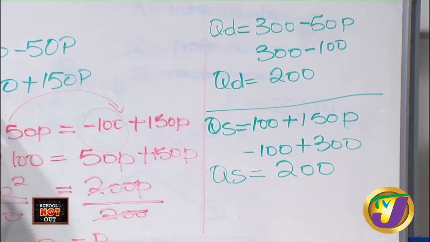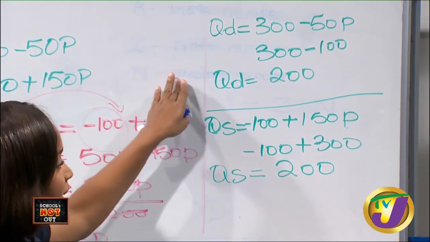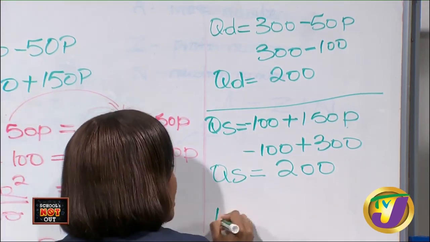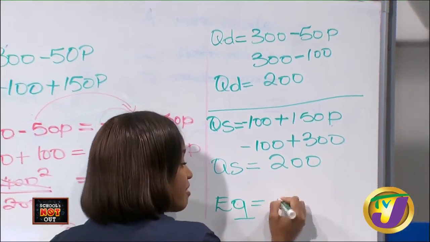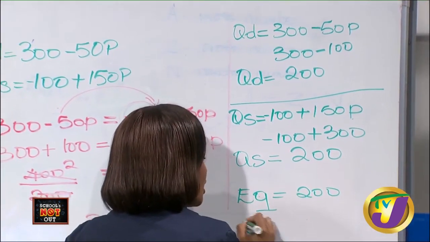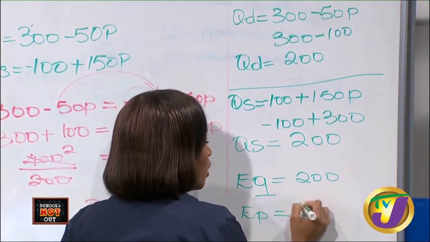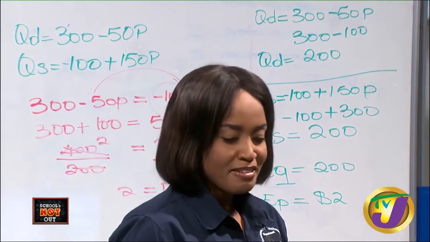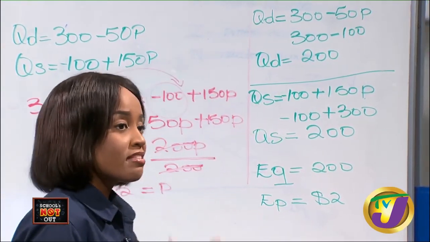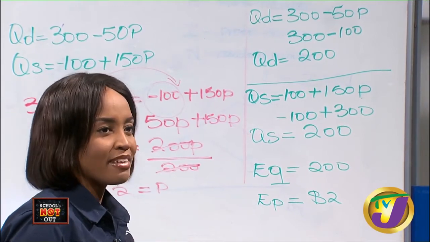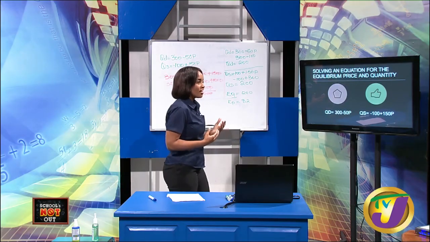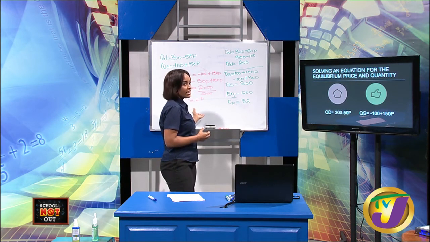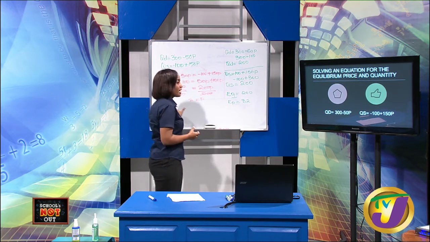So we have proven that quantity supplied and quantity demanded are in fact equal. So the equilibrium quantity is 200 and the equilibrium price is $2. In your spare time, you can look for some similar equations and get some practice to see if you have it correct. So this is what we worked out today, and I hope you had the time to write this down.